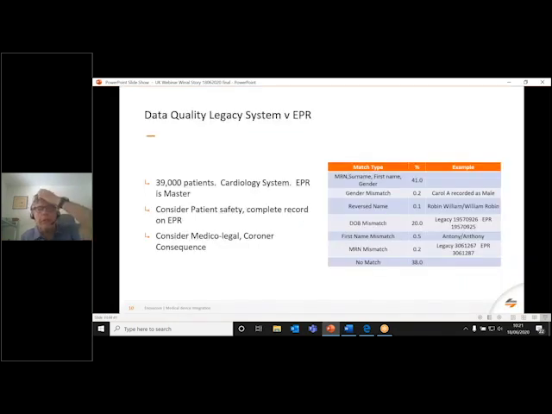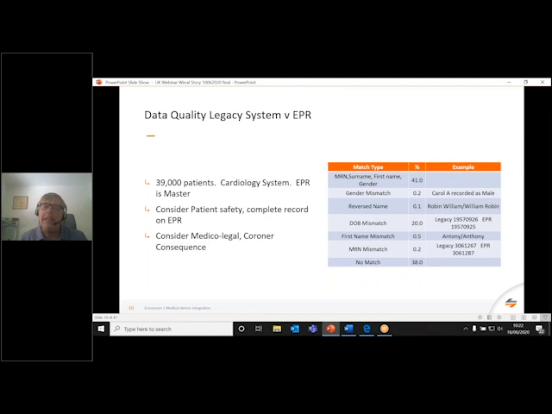As I was just working on a business case last week, I thought I'd share some data from a legacy system in cardiology, where they assured me, and they are very careful about how they manually enter the data, versus the data that we have on our EPR, which is the master. So we've got 40,000 odd patients. And as you can see, if you go for the best match of medical record number, surname, first name and gender, we've got a 41% match rate. Not very good, I would argue.